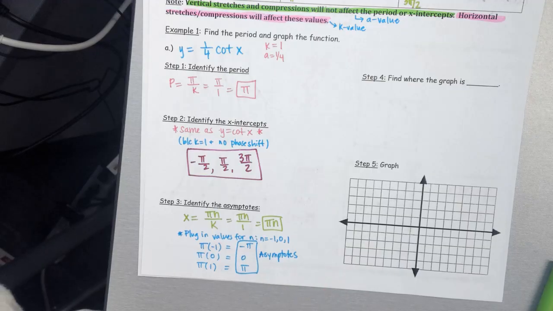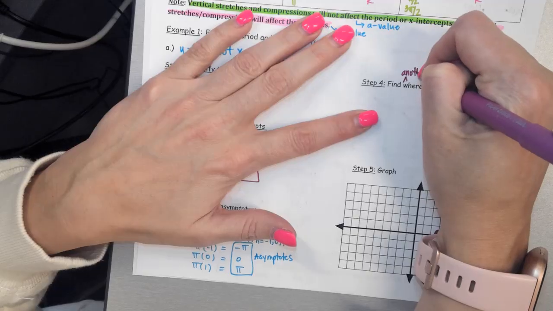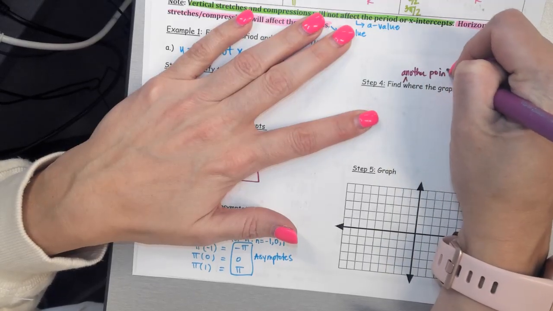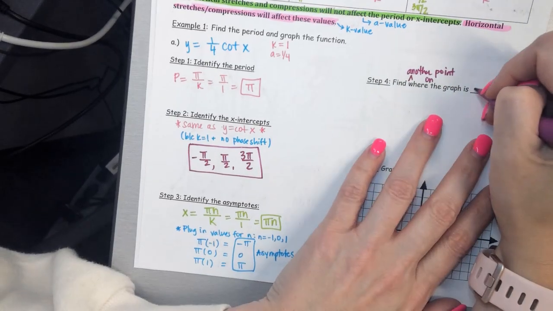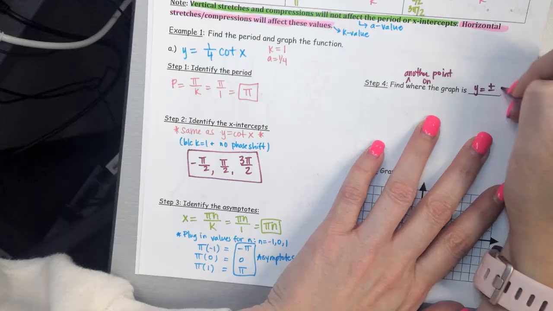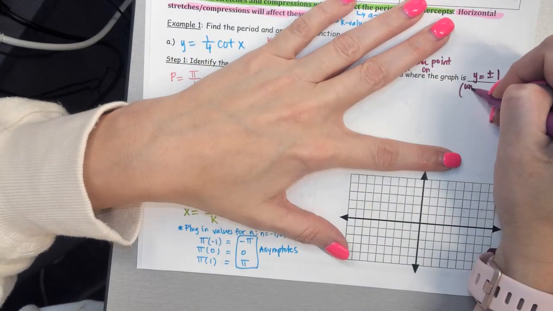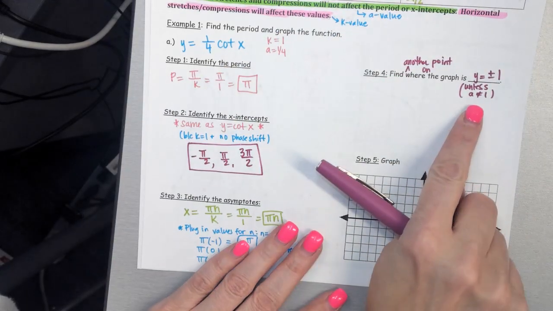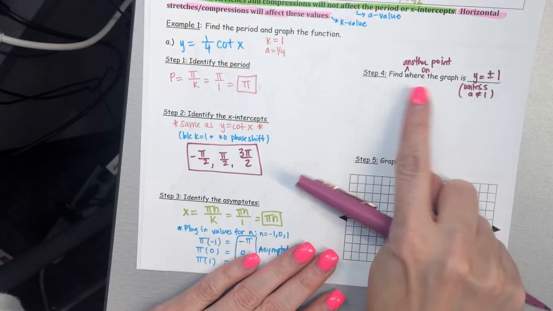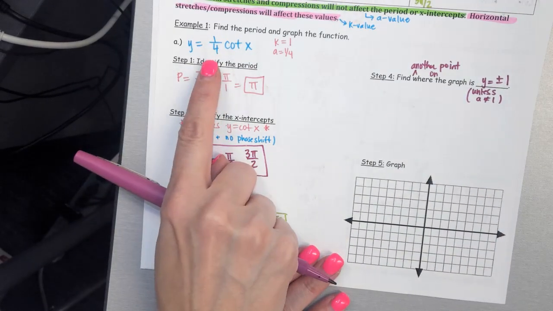And for this, it says find where the graph is blank. I'm just going to say find another point on the graph. It can be where y is equal to positive or -1, and in most cases it is, but in this case it's just a different a value. So find where the graph is plus or -1, unless a doesn't equal 1, then you're going to find where it's 1/4.